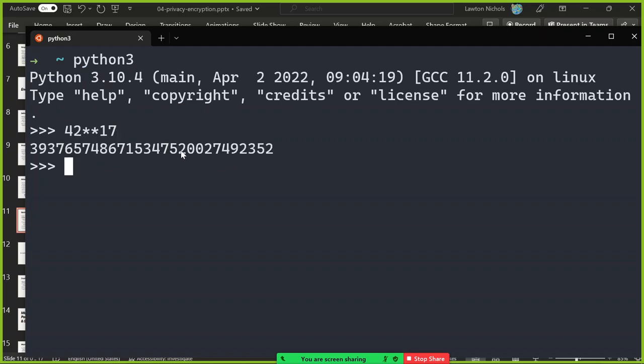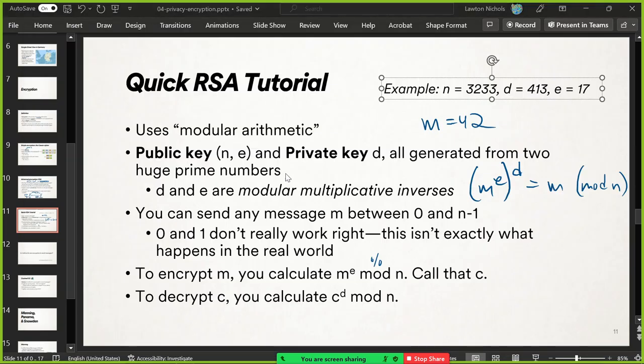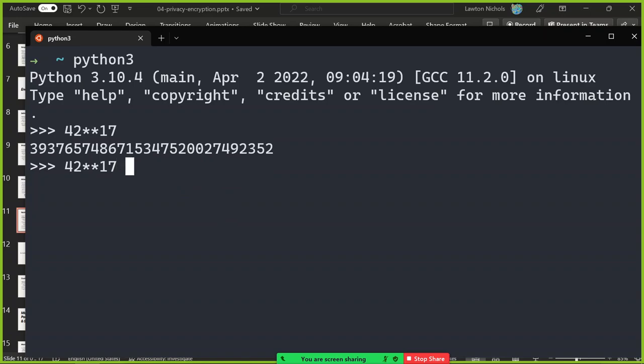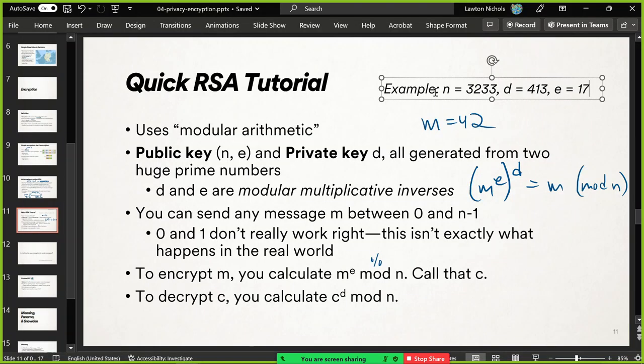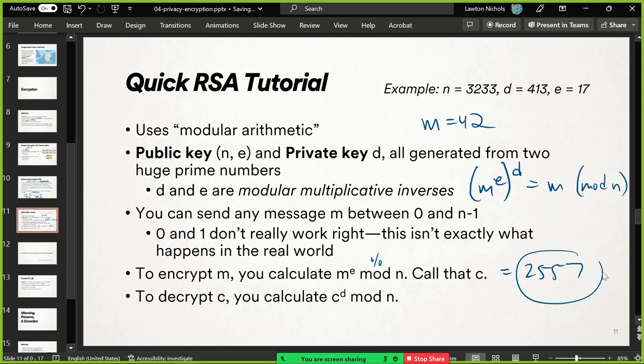So it's that giant number. That's fun. All right, let's take that, and we're going to do mod n on it, so mod 3233. That is apparently 2557, so a much smaller number. That's the remainder after dividing by that. So that's equal to 2557, and that's the encoded text that you'll send to somebody that only I, with my private key, can decrypt, all right?